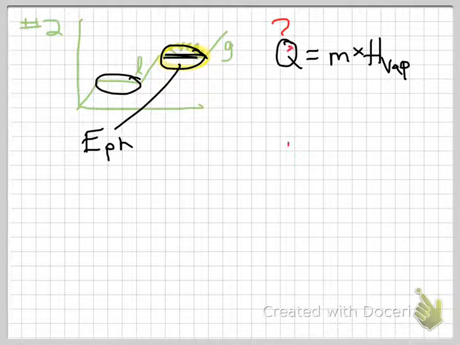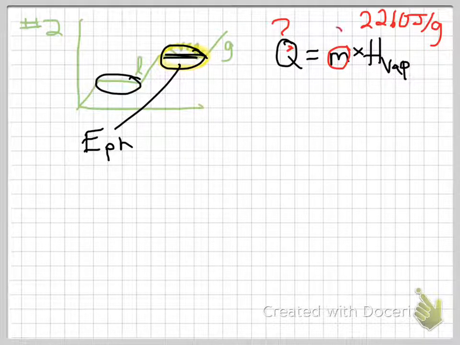So our question is energy. So Q is our question. We are told that you lost 2 pounds of water, and our heat of vaporization is 2,260, and this is at the top of your page where it says heat of fusion, heat of vaporization, heat capacity, and so on. So it's 2,260 joules per gram. So we need our mass to be in grams.